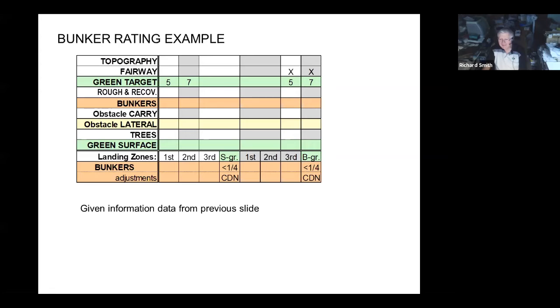So what we're going to have recorded on our form would be recorded there. We had the green targets from previous work. We would record here, just as having a place to put it, the less than a quarter. And the codes: C for carry, D for depth, and N for no fairway bunkers because it's a par 3. We'll expand those out later, but we can just record them this way to remind ourselves that it's there.